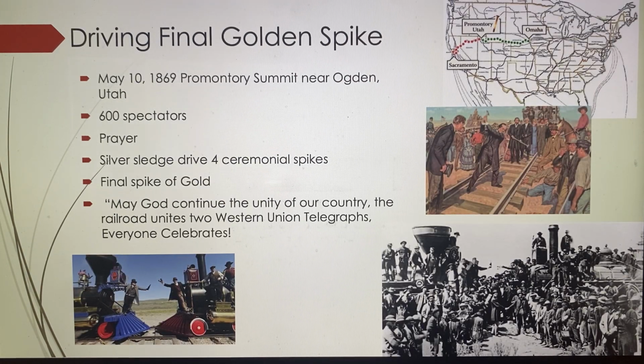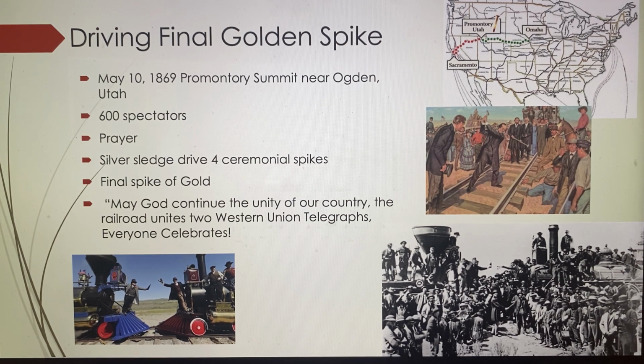The driving of the final golden spike happened on May 10th, 1869, at Promontory Summit near Ogden, Utah. You can see the picture here, and on the map where Promontory Point was. The green line comes from Omaha, from the east, and the red comes from Sacramento: the Central Pacific from Sacramento, and the Union Pacific from Omaha.